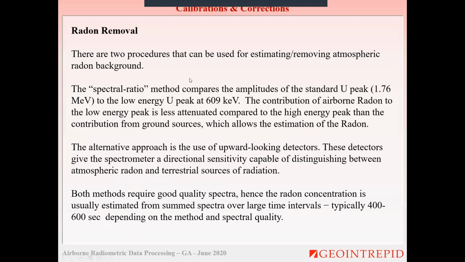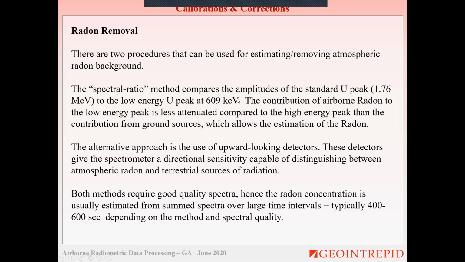So there are basically two radon removal techniques. The first is the spectral ratio method, and the alternative technique is an upward-looking detector. The spectral ratio method is the standard one we usually use. I'm not aware of any commercial contractor at the moment using the upward-looking crystal, but it is used or has been used. So the spectral ratio method compares the amplitudes of the standard uranium peak at 1.7 MeV to the low energy peak at 609 keV or 0.6 MeV.